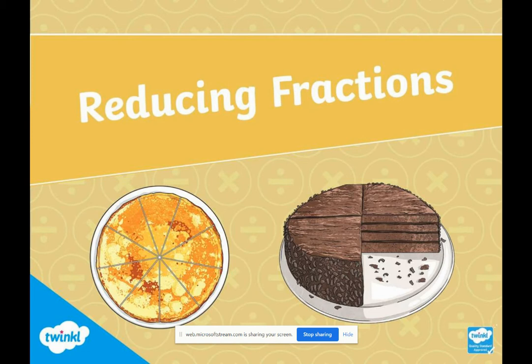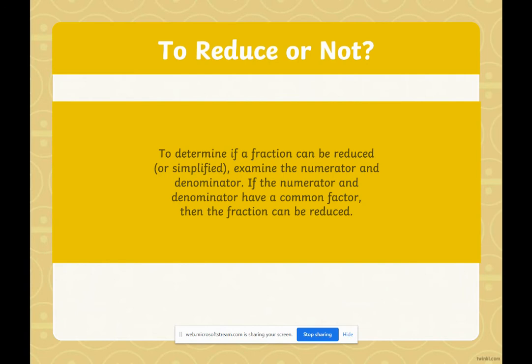I just wanted to give another lesson on reducing fractions. You could say that reducing fractions is as easy as pi. I like fractions because there's usually pizza and cake involved. So one of the questions is to reduce or not.